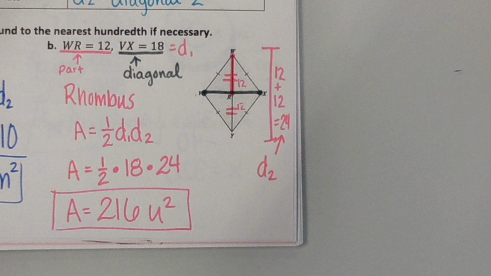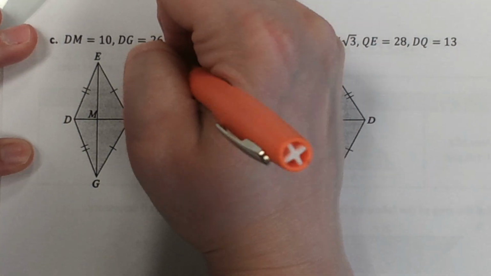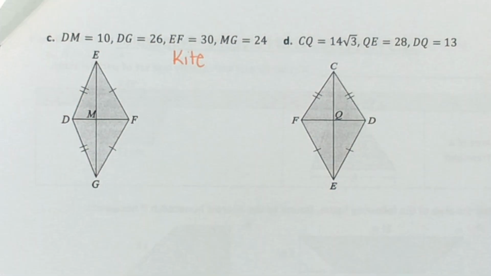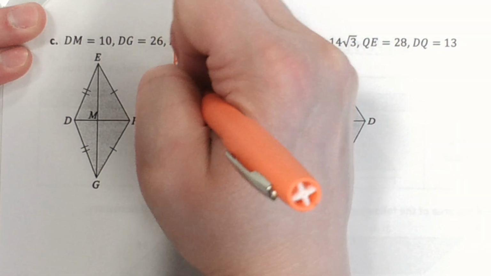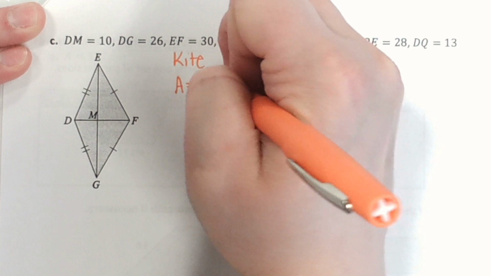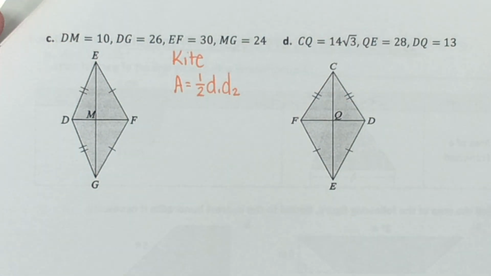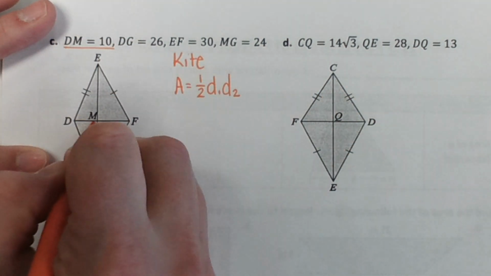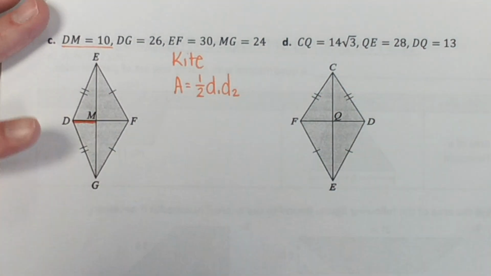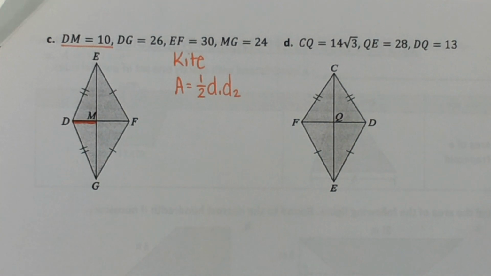What shape is problem C on the top of the next page? Kite. Yes, on the top of the next page we have a kite. Exactly. Does it matter if we have a kite versus a rhombus? Yes, in the sense of measurements are not always the same. The formula is the same for finding the area, but the measurements have slightly different relationships. First thing we're given is DM. That goes from here to here. Is that a diagonal? No, it's part of one.